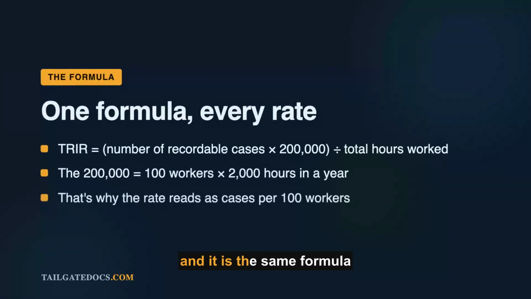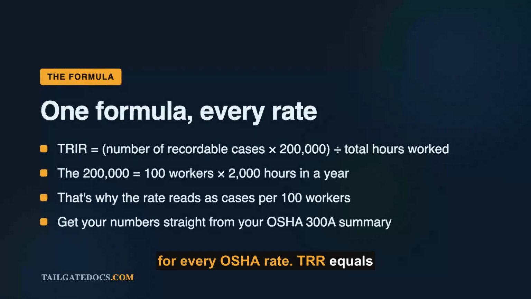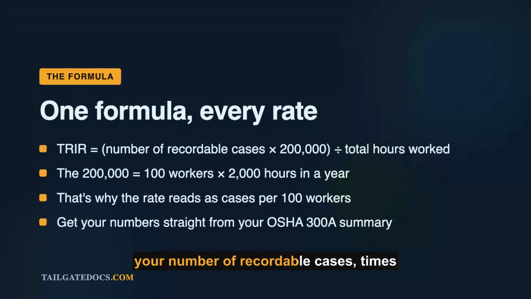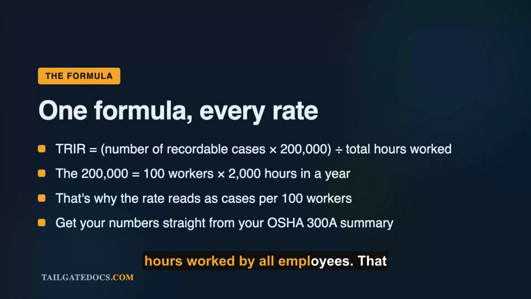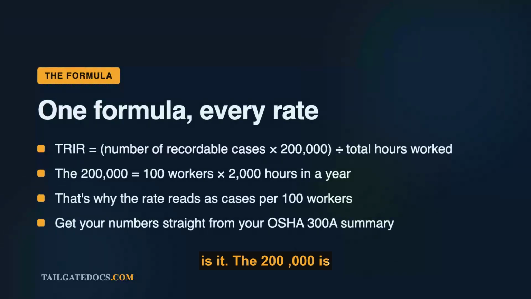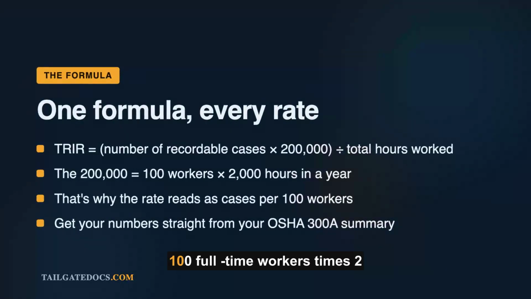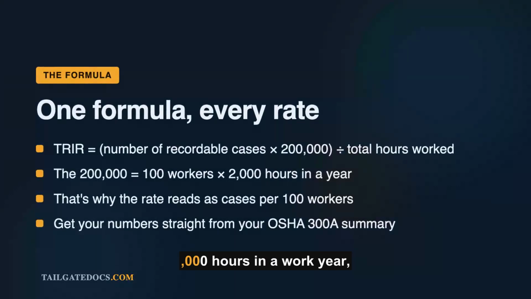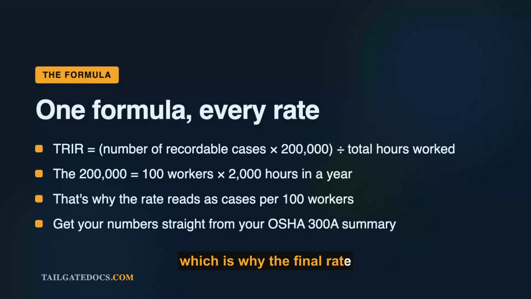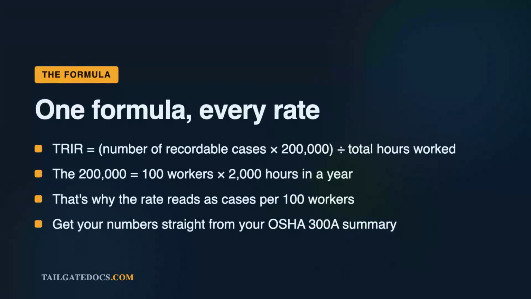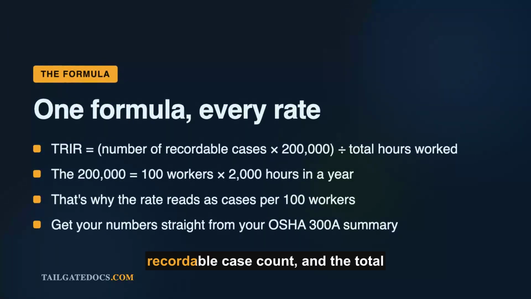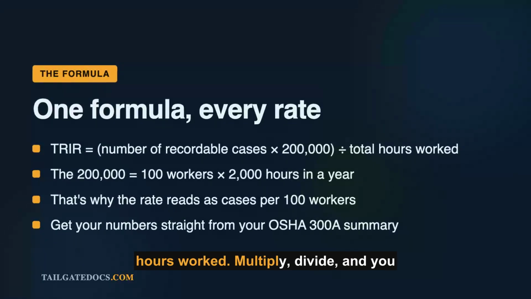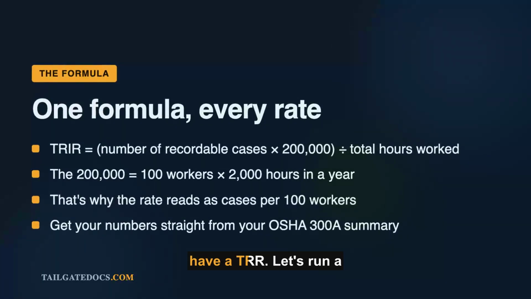on site. Here is the formula, and it is the same formula for every OSHA rate. TRIR equals your number of recordable cases times 200,000 divided by the total hours worked by all employees. That is it. The 200,000 is not a random number. It is 100 full-time workers times 2,000 hours in a work year, which is why the final rate reads as cases per 100 workers. You pull both numbers straight from your OSHA 300A summary, the recordable case count and the total hours worked. Multiply, divide, and you have your TRIR.